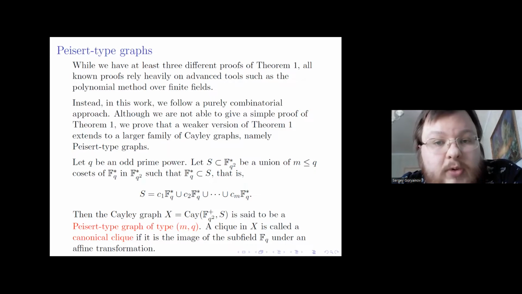Let q be an odd prime power. Let S be a subset in F_{q²}*, which is a union of m cosets of F_q* in F_{q²}*, such that F_q* is a subset of S. That is, S can be written as follows. Then the Cayley graph on the additive group of F_{q²} generated by S is said to be a Peisert-type graph of type (m, q). A clique in X is called a canonical clique if it's the image of the subfield F_q under an affine transformation.